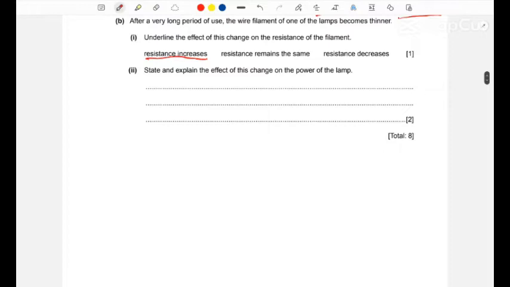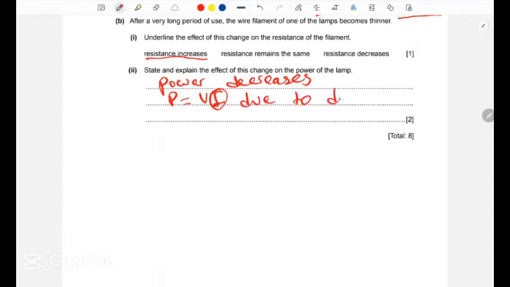Part 2. State and explain the effect of this change on the power of the lamp. So the power decreases. This is because from the power formula we know that power equals VI. In this case, since the resistance has increased, the I also decreases. So the power decreases due to the decrease in current. That's going to be our answer.